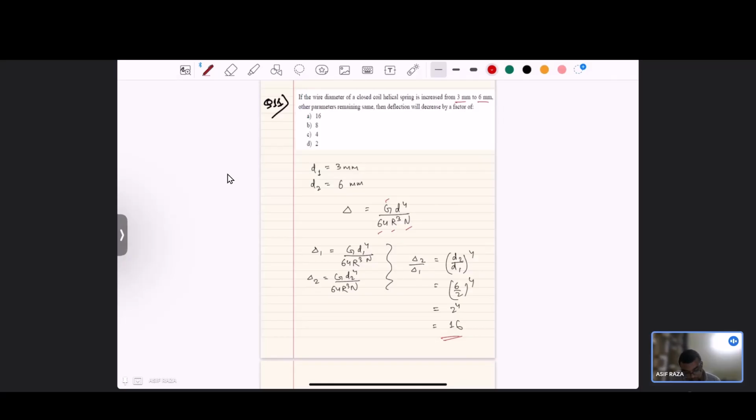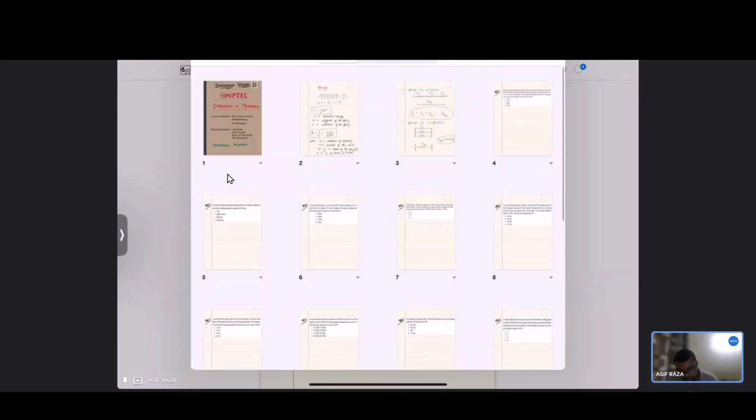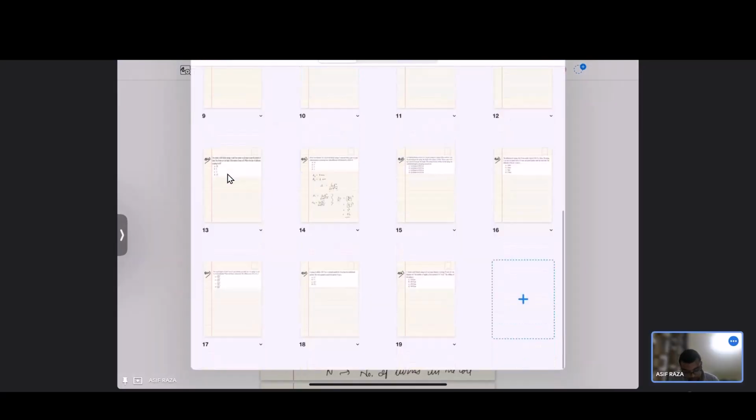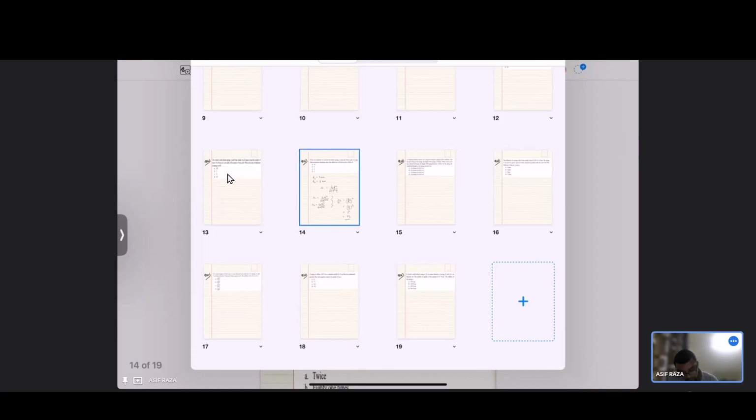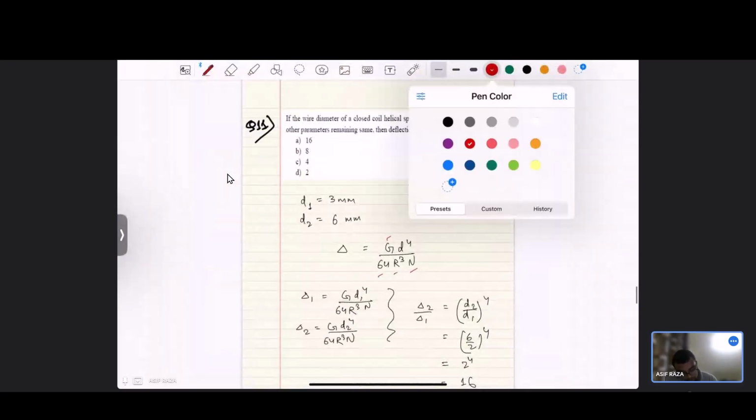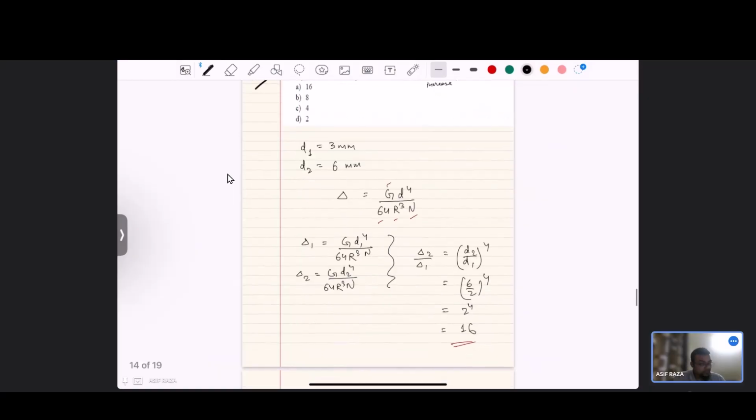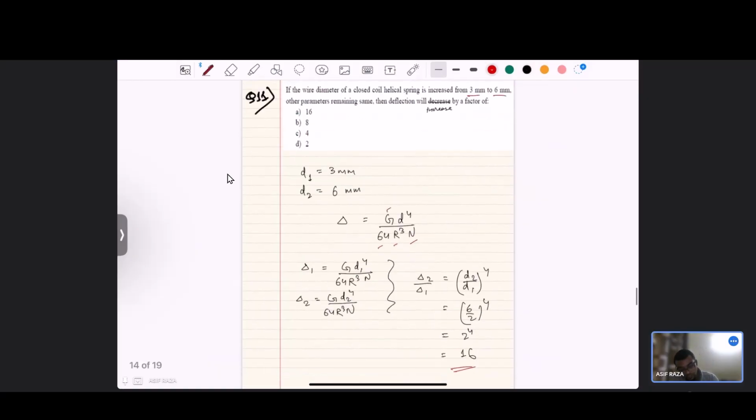If the wire diameter of a closed coil spring is increased, the question says deflection will decrease by a factor of, so actually it will increase, right? Deflection is G d to the power 4 by 64 R cube n. The question needs a modification: increase. So the correct answer would be 16.